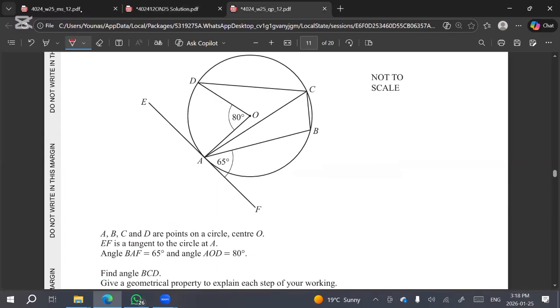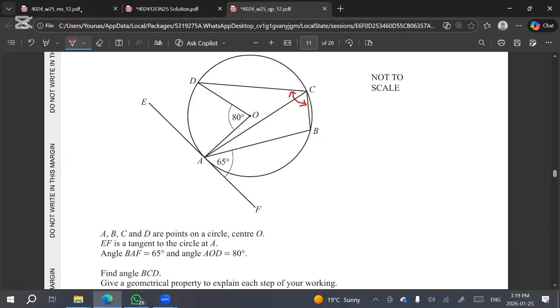A, B, C, and D are points on the circle with center O. EF is a tangent to the circle at the point A. Angle BAF is 65 degrees and the angle AOD is equal to 80 degrees. Find the angle BCD. So basically they are asking you to find this whole angle, the angle BCD.